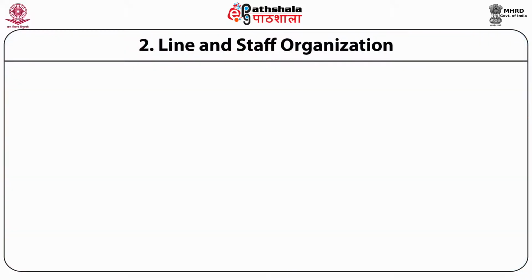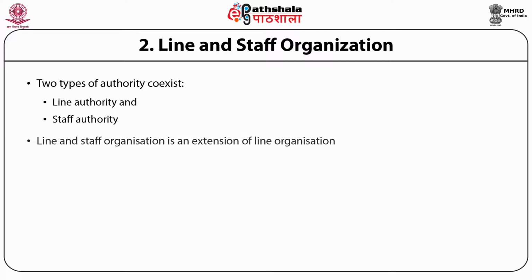Line and staff organization. In line and staff organization, two types of authorities coexist: line authority and staff authority. Line and staff organization is an extension of line organization where, along with line managers, staff managers also exist. Staff managers are specialists who play an advisory role for the line managers, but the ultimate authority rests with the line managers. Whether they will implement the advice of the staff specialist or not is at their discretion.